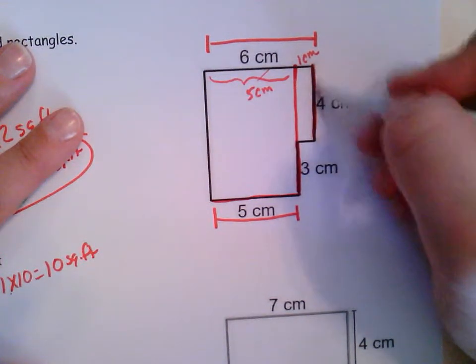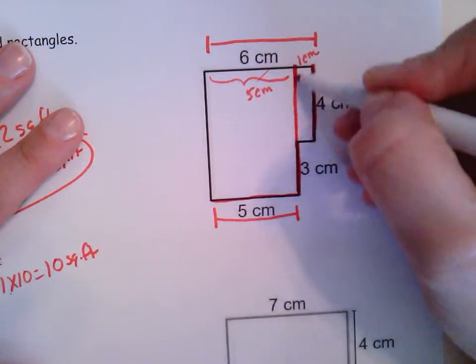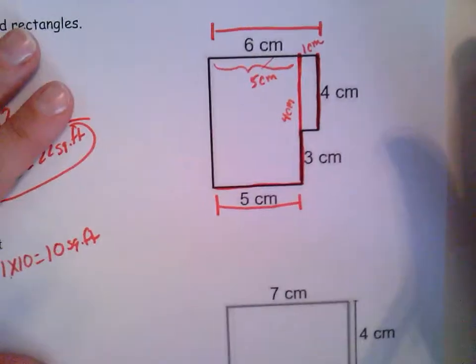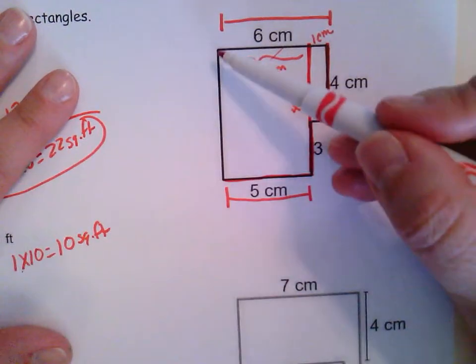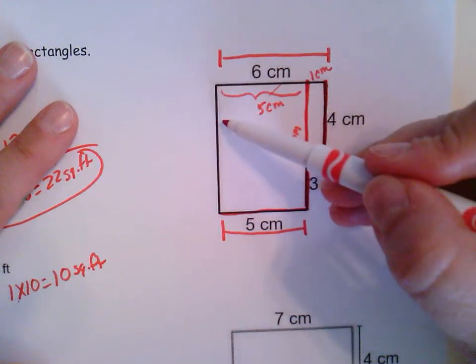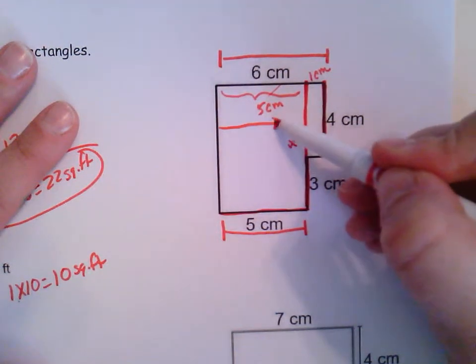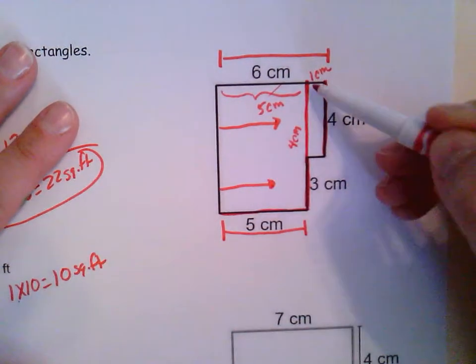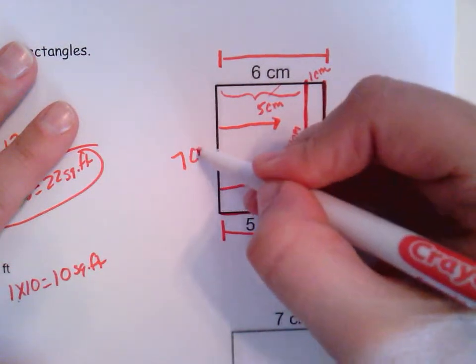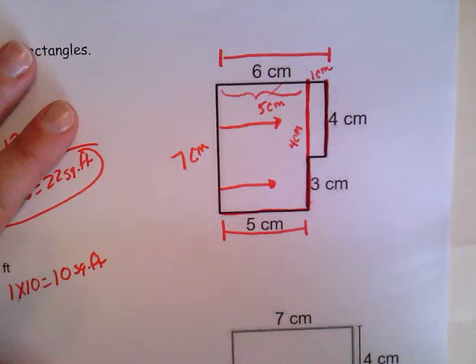I see I have my 4 here, so this line that I drew must also be 4 centimeters because it's an opposite side. Now I need to figure out what this side is here, and if I look across, I see across here is 4 and across here is 3. So 4 plus 3 is going to give me 7 centimeters. So now I've got everybody labeled.